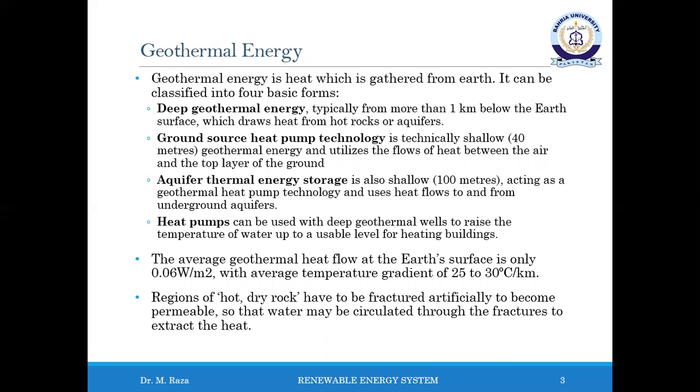Regions of geothermal potential generally have penetrable rocks of area about 20 square kilometer and depth about 5 kilometer, through which water may circulate. Consequently, they can be harnessed at flux of 10 to 20 watt per meter square to produce about 100 megawatt thermal energy per kilometer square in commercial supplies for at least 20 years of operation. Regions of hot dry rocks have to be fractured artificially to become permeable so that water may be circulated through the fracture to extract the heat.